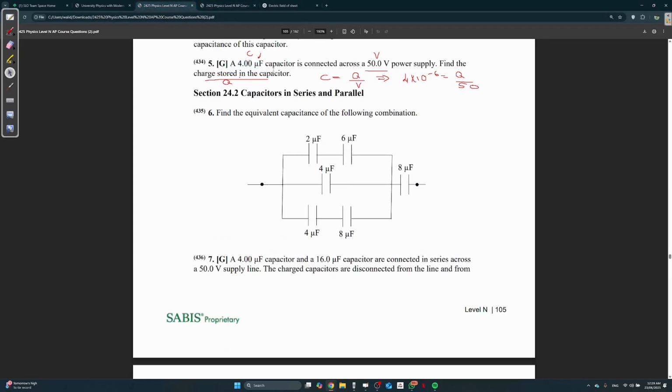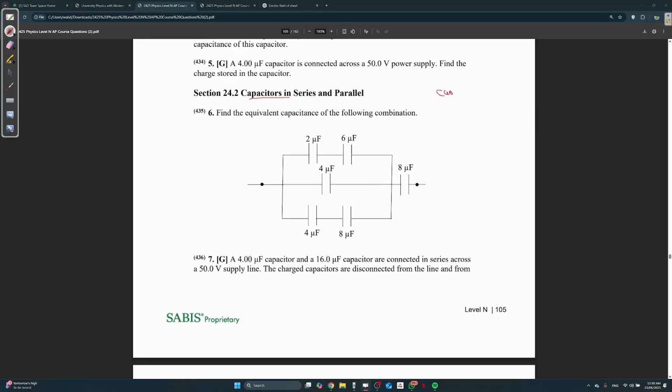Okay, find the equivalent capacitance in the following combination. So there's a rule for this. I'm gonna go read it and teach you guys. So I just read about it. For capacitance, it's the opposite to resistance, to remember. In resistance, in parallel, we would do 1 over R1 plus 1 over R2 and so on, right? And in series, we would just do R1 plus R2 and so on. But for capacitance, it's the complete opposite.